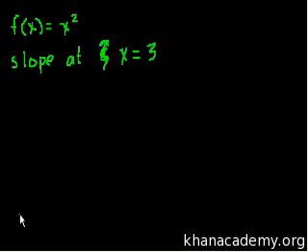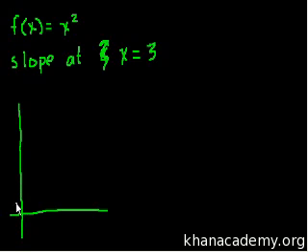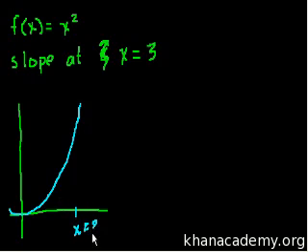So let's draw out what I'm asking. So that's a coordinate axis. That's the x coordinate, and that's the y coordinate. We want to say, what is the slope when x is equal to 3? So this is x equals 3. And of course, when x equals 3, f of x is equal to 9. We know that, right?